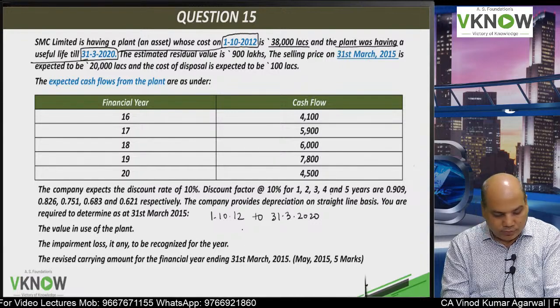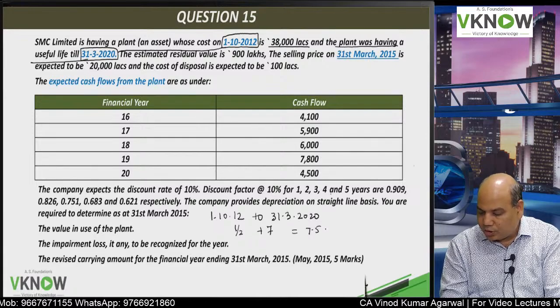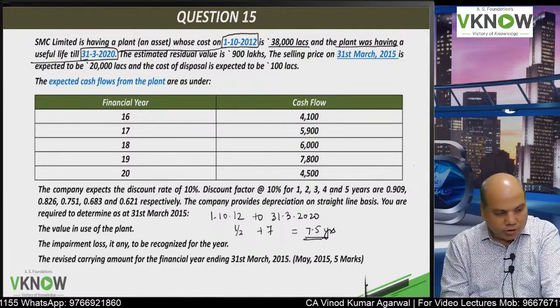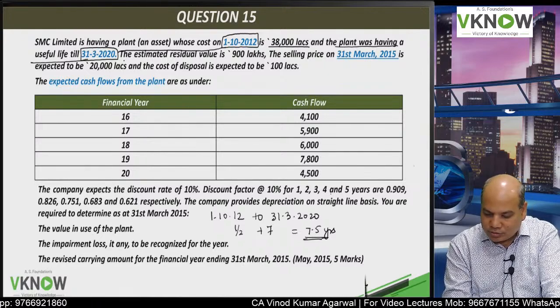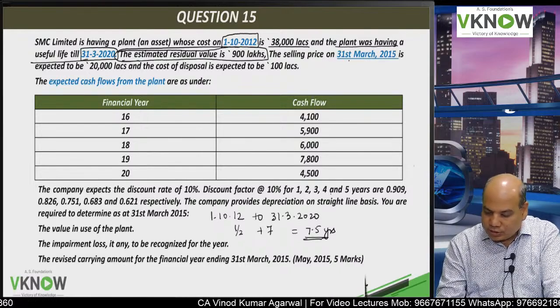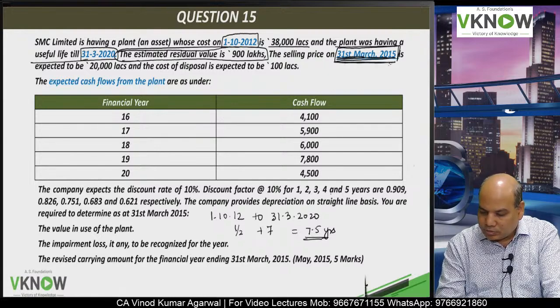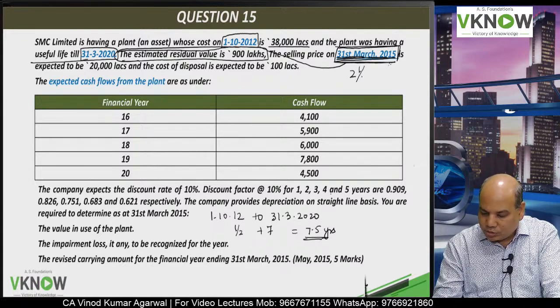What will be the useful life? This is half year and then 7 more years. So 7.5 years. Useful life will be 7.5 years. Correct? Is it right? Please comment yes or no. The estimated residual value is 900 lakhs. The selling price on 31st March 15. So this is the date. There is an indication of impairment. From 1st October 12 to 31st March 15, 2.5 years are over.